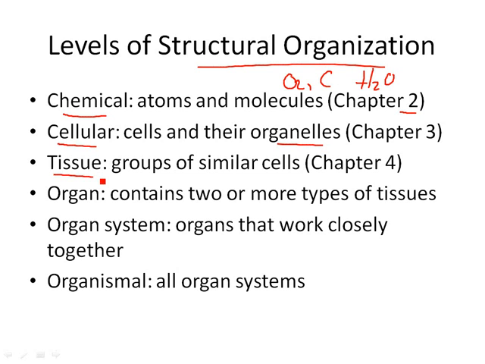Talk about tissues, which are groups of similar cells. Talk about organs, like heart. Talk about organ systems, like the cardiovascular system is the heart and the blood vessels. And we're going to talk about the organismal level, which is all the organs put together to make a person.